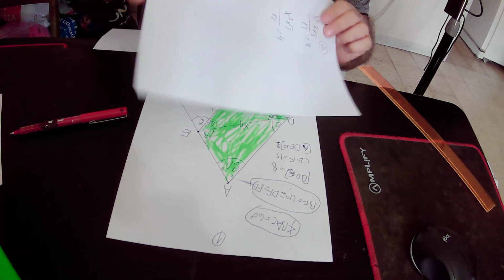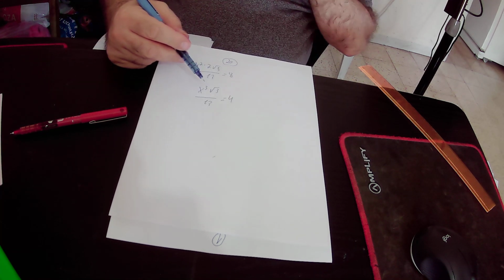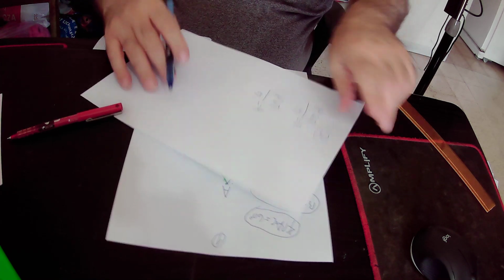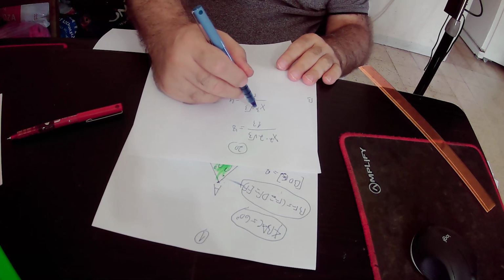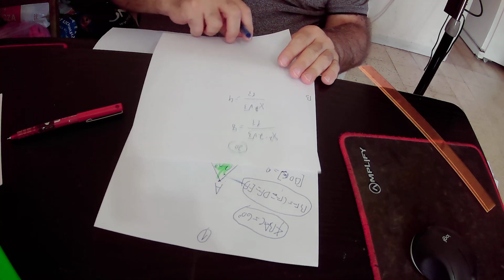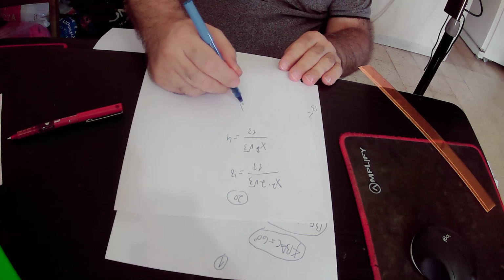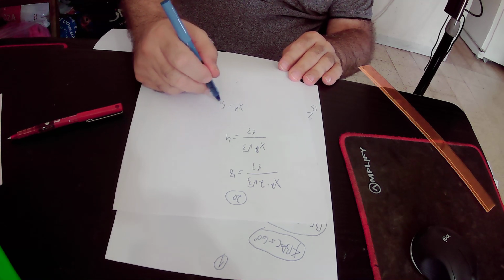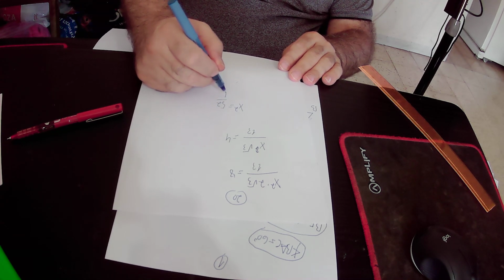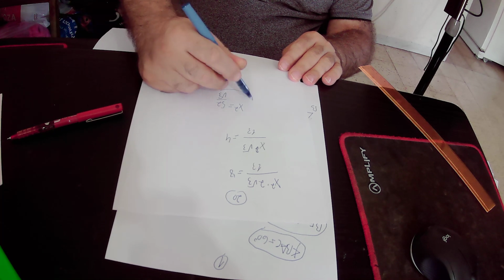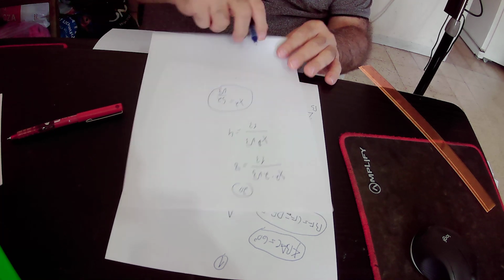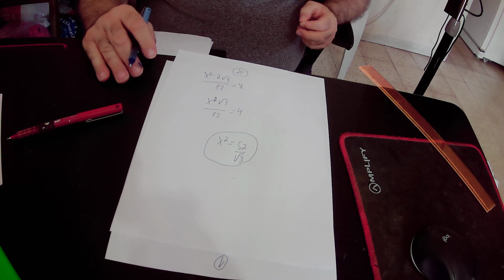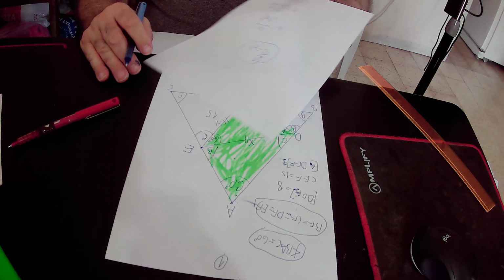Here we will multiply this equality by 13 and we will divide it by root 3. We will get that x squared equals to 13 times 4 is 52, and 52 over root 3. So we found out that x squared equals to 52 over root 3. Okay?